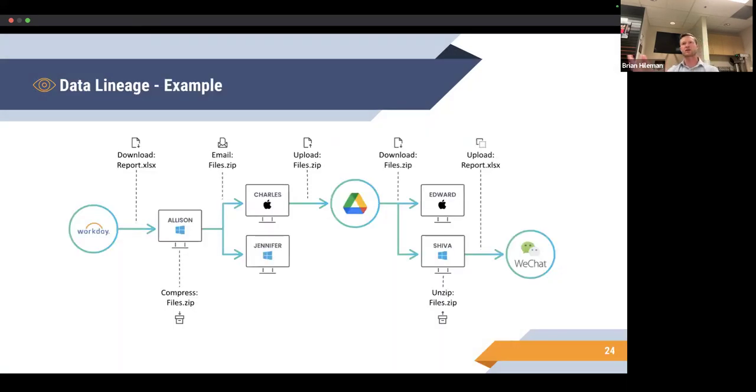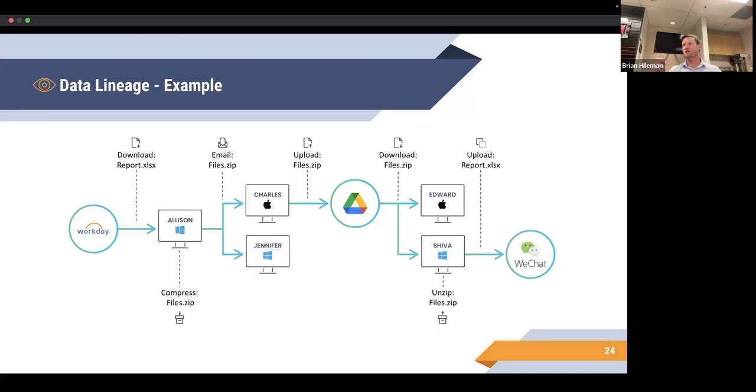Okay, so one example of data lineage, and then I'll talk about the vendors. I like to pull this up because a lot of people say, what do you mean they're going to capture all activity of data movement? Well, here's an example of data lineage. Let's say we have a user, Allison, who downloads a report from Workday. You could then say, any data that comes from our corporate Workday should be considered sensitive. And then you can follow that through its whole life cycle. So if Allison emails it to two of her colleagues, Charles and Jennifer, and then Charles moves it up to Google Drive, and then two users download it from Google Drive, and then one of them, Shiva, uploads it to WeChat. Well, at that point, you may want to know that happened, right?